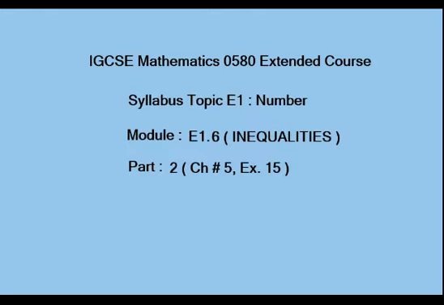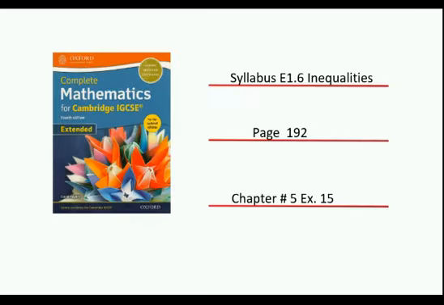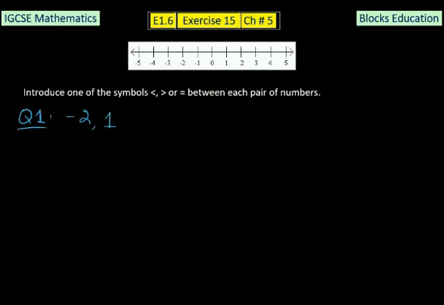Syllabus topic E1 number, module 1.6, which is about inequality, and this is part 2 in which we'll be solving exercise 15 of chapter number 5. And as we know, we are using Complete Mathematics for Cambridge IGCSE Extended syllabus written by David Rayner. For your reference, exercise 15 of chapter number 5 is on page number 192. Okay, so let's start exercise 15 of chapter number 5.